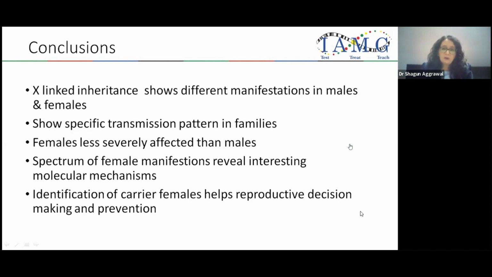It is important, once we diagnose an X-linked condition in a family, to identify the carrier females in that family, because once these females are identified, they can be offered various reproductive options, and we can prevent the recurrence of the condition in the family.